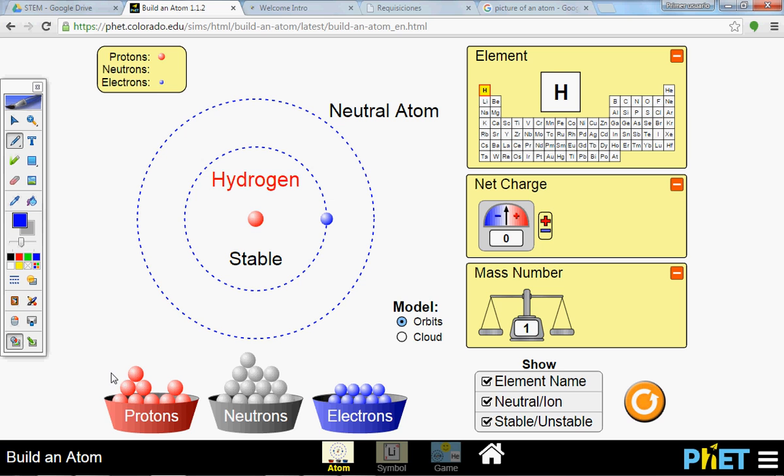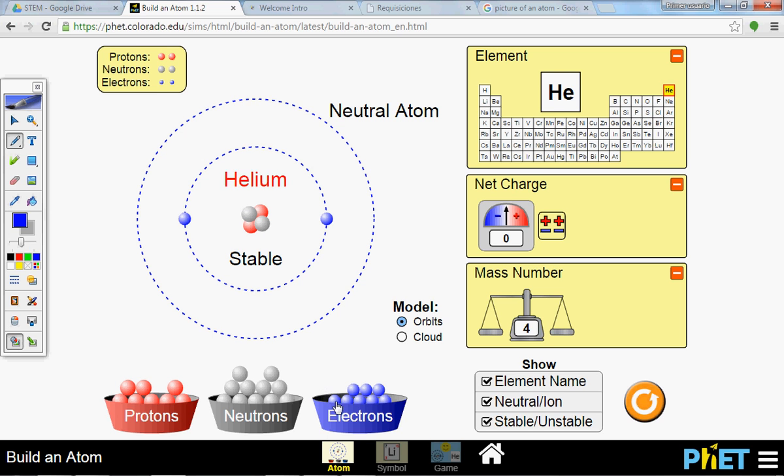If you go along the periodic table, the atomic number for helium is 2. That means there are 2 protons. It also means there are 2 electrons to have a neutral atom. So the number of positives equals the number of negatives. But it's not stable yet because you need to add some neutrons to it. Okay? The mass number of helium is 4, so that means it has 2 protons and 2 neutrons.